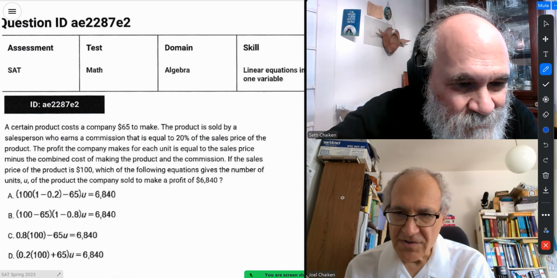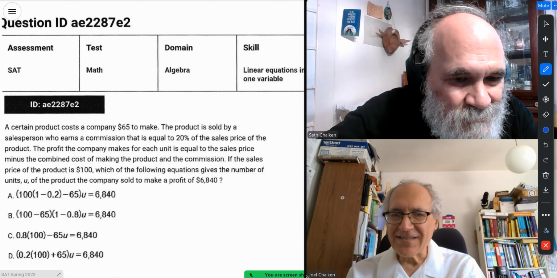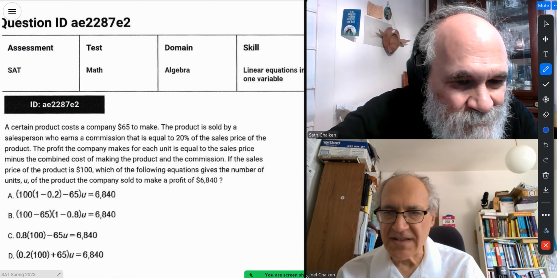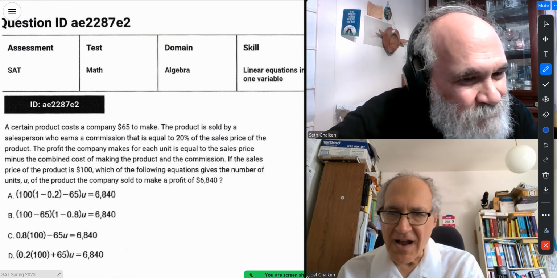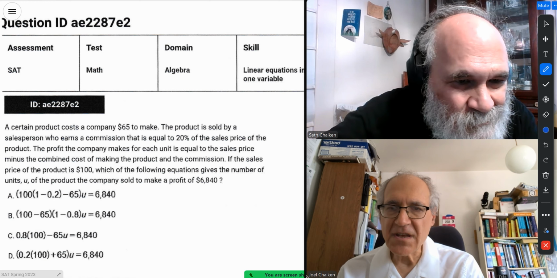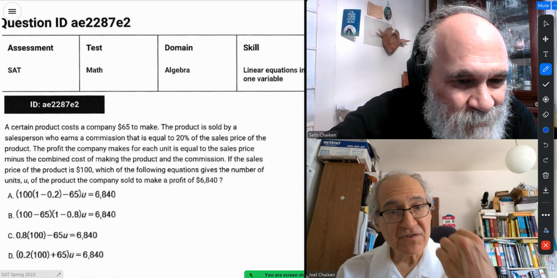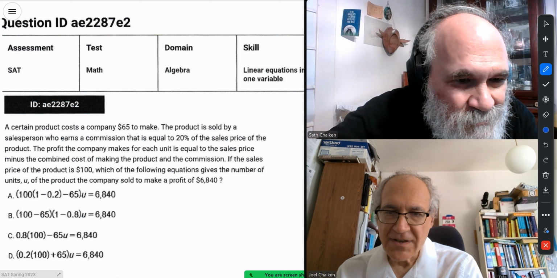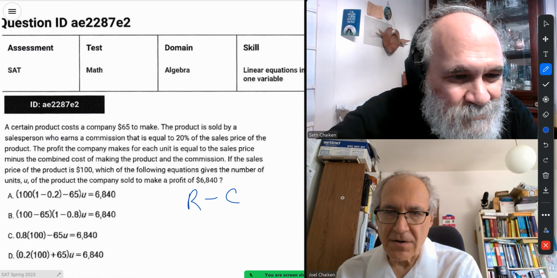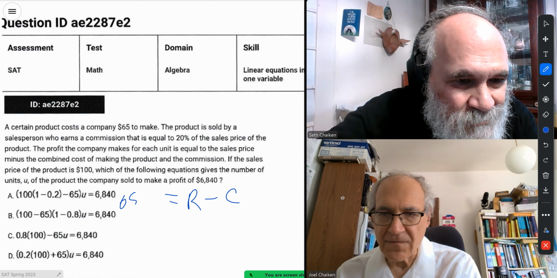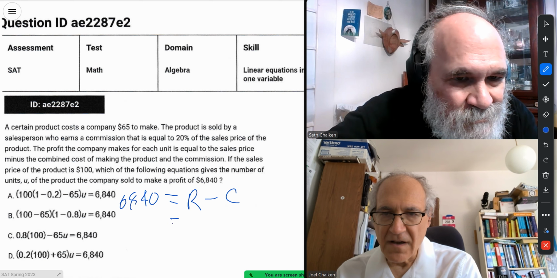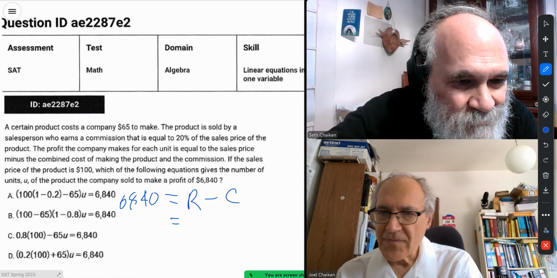So, it's a word problem. It doesn't seem like it's the hardest, but it's got percents in it. We know that the profit equals the amount of money you bring in, the revenue, minus the cost. So we could just write that. Revenue minus cost is equal to $68.40. So what is the revenue? Oh, well, you see the cost.